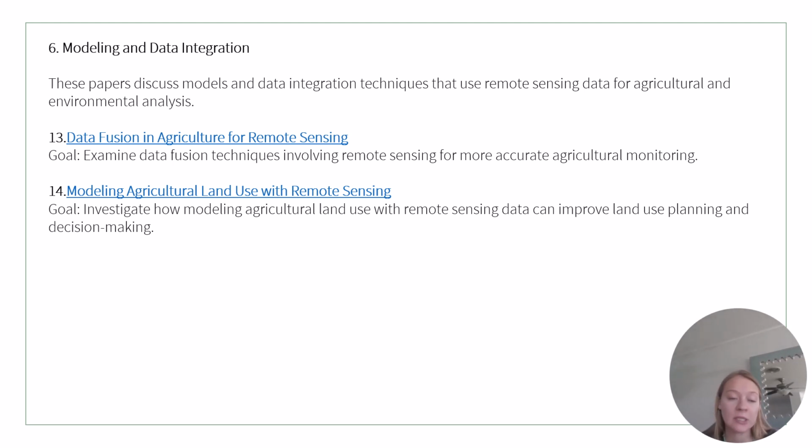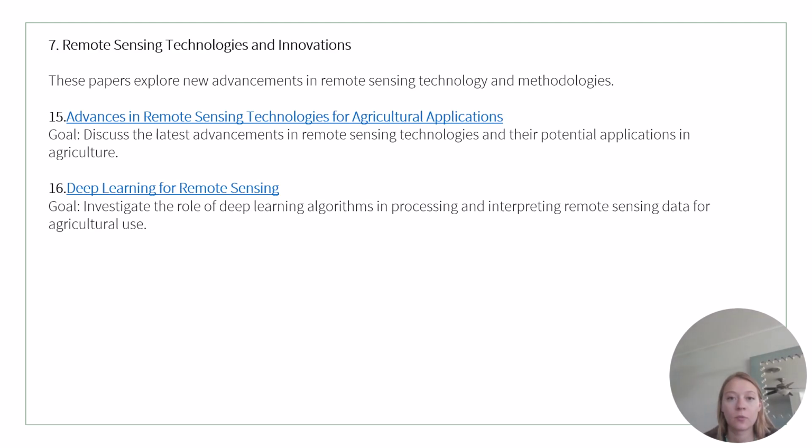So paper number 14 is modeling agriculture land use with remote sensing. The goal of this one is to investigate how modeling agricultural land use with remote sensing data can improve land use planning and decision making. Theme number 7 is remote sensing technologies and innovations. So these papers specifically explore new advancements in remote sensing technology and methodologies.